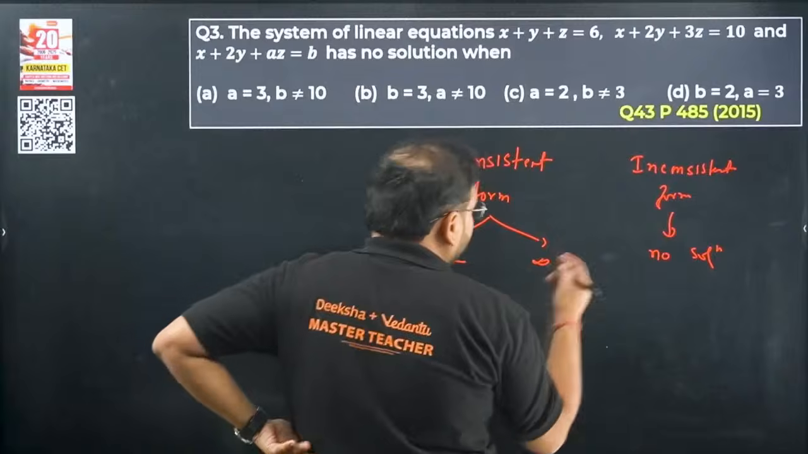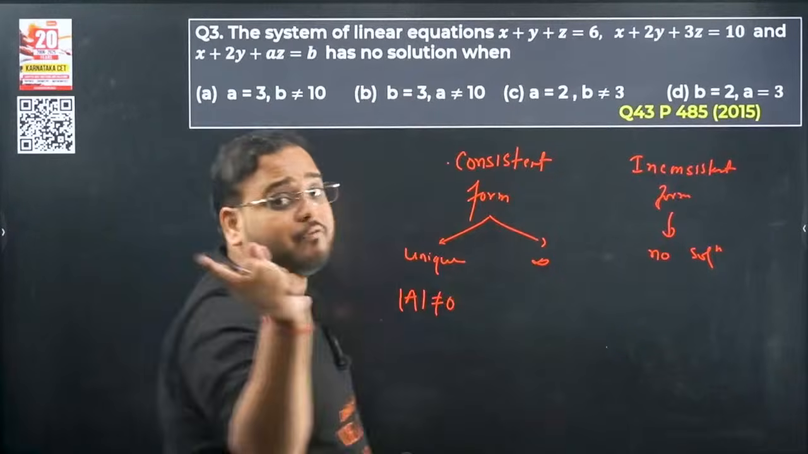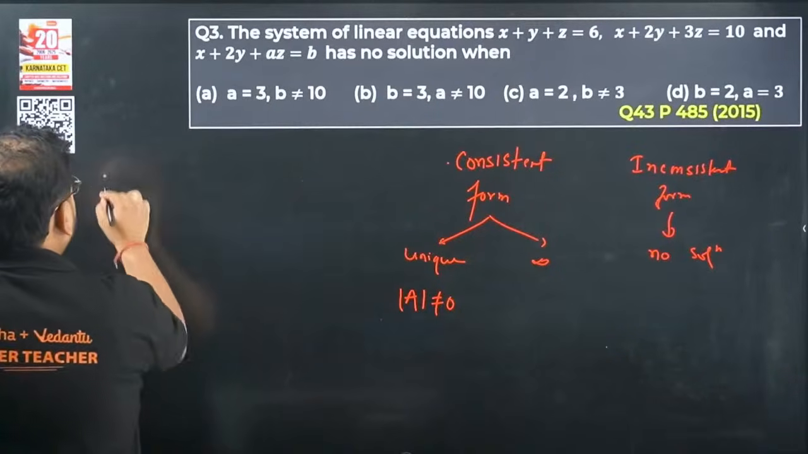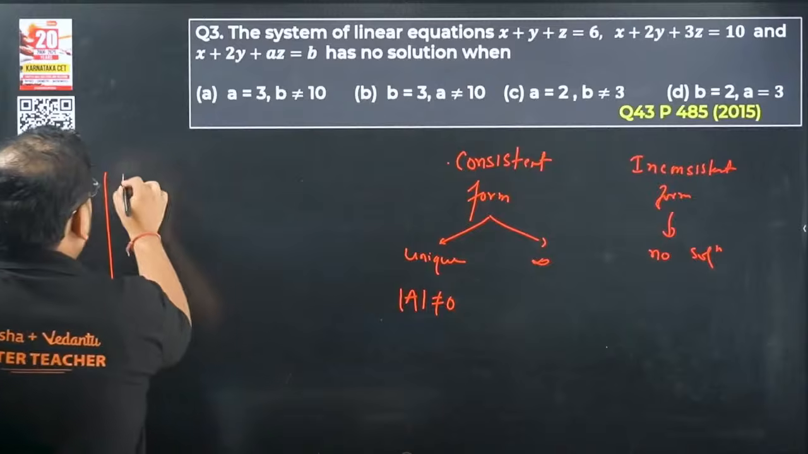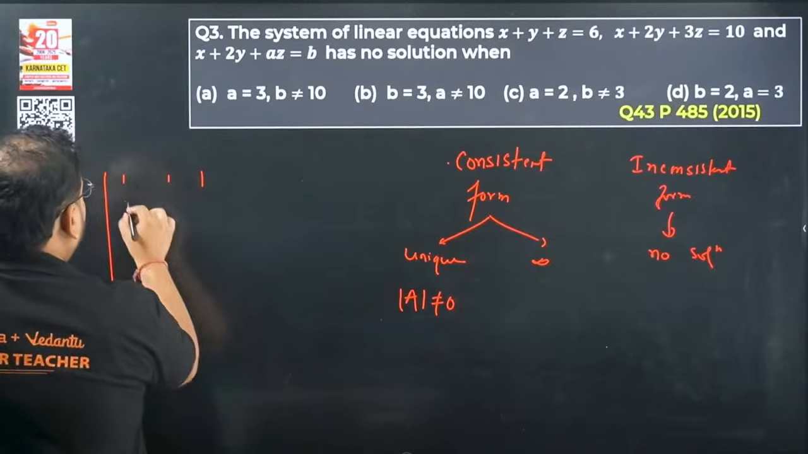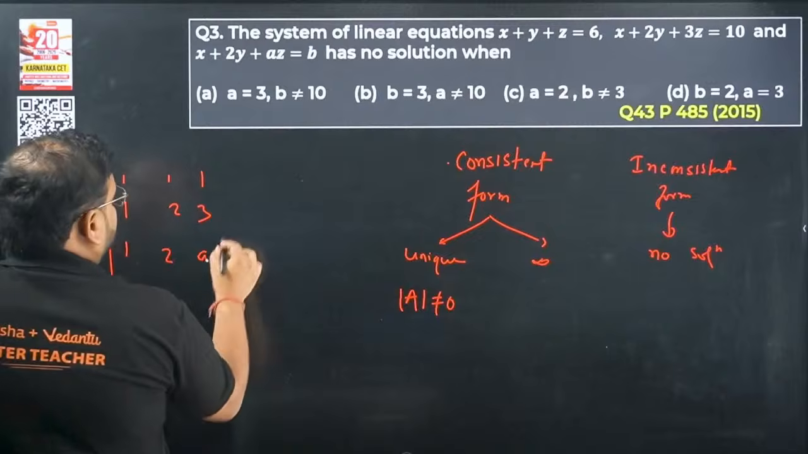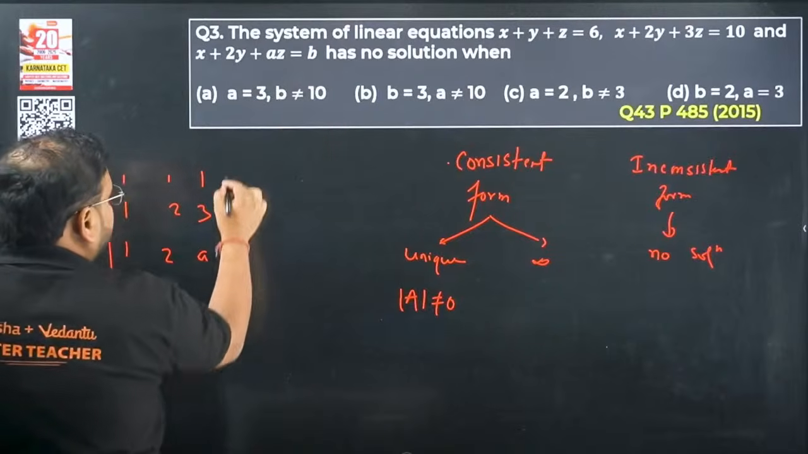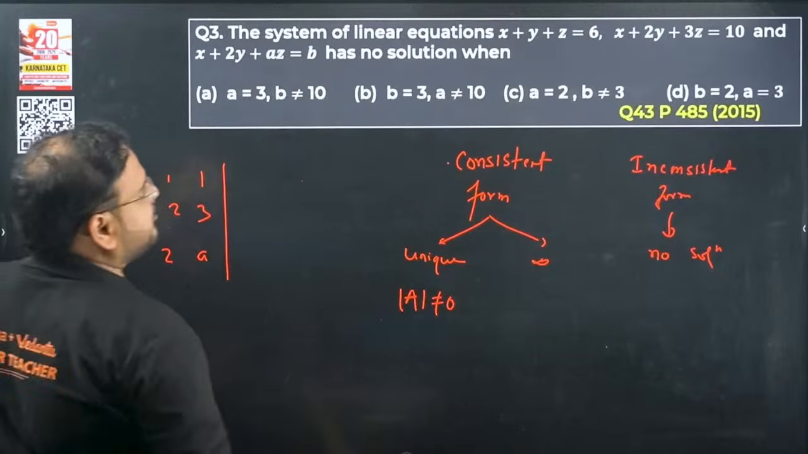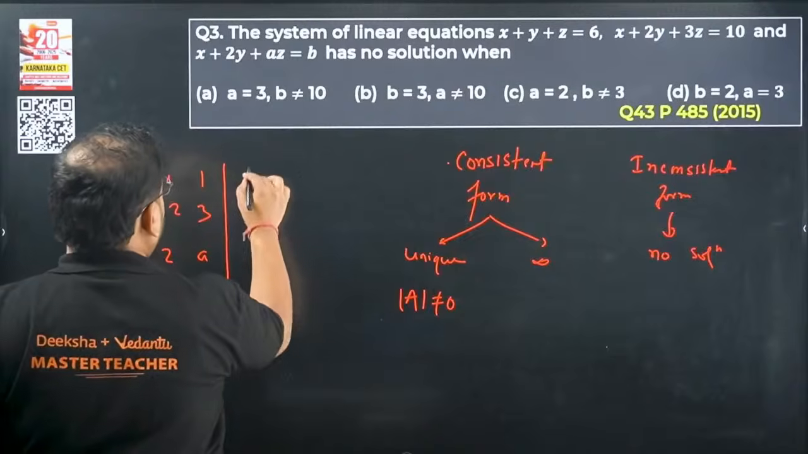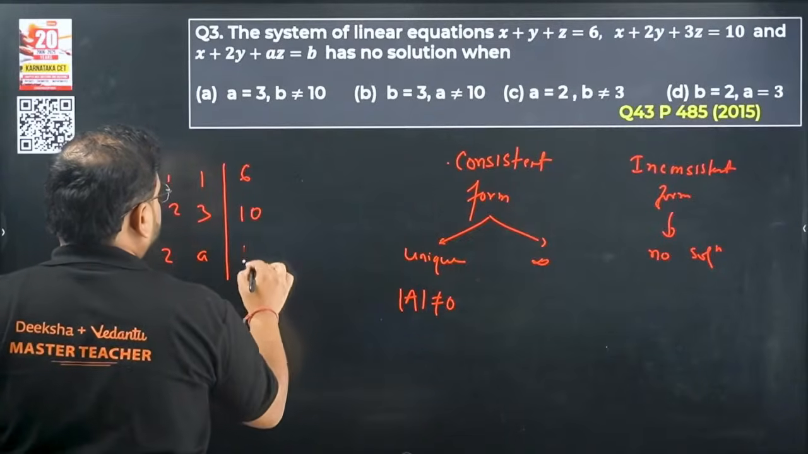Okay. Then for this particular case, we have to form the matrix. Make the matrix over here. We have 1, 1, 1. We have 1, 2, and 3, and we have 1, 2, and A. And don't write a constant matrix over here, just simply write a line and write the matrix of the constants: 6, 10, and B.